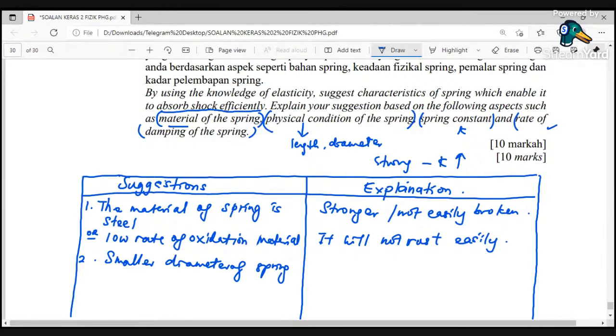Okay, reason: higher spring constant. Meaning K.